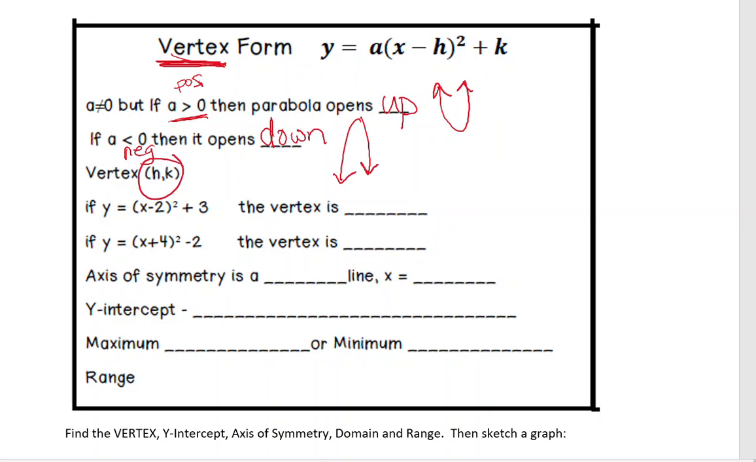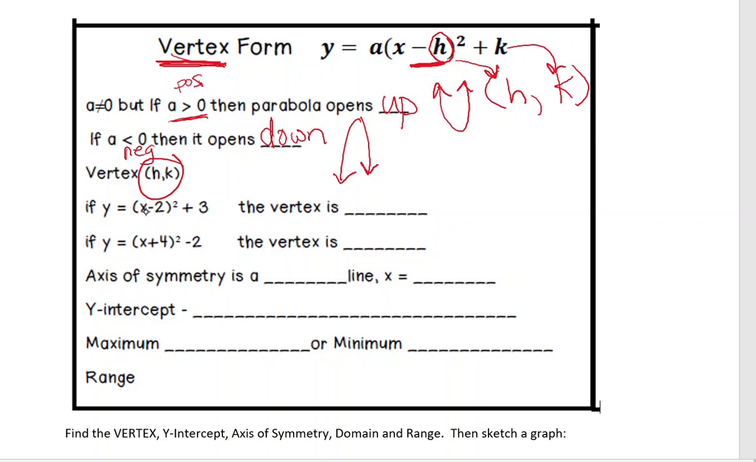The vertex is (h, k). The only thing you have to remember is there's a minus sign in front of the h, which means the subtraction sign is supposed to be there for the h to be positive. So if you see x minus a number, then it's a positive h. But if you see x plus a number, then that means you're subtracting a negative h, and the h value is negative. So basically, the vertex is (h, k). k is exactly what you see, but h is the opposite of the sign you see.